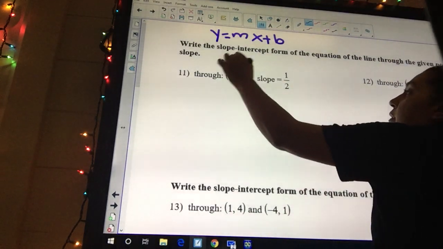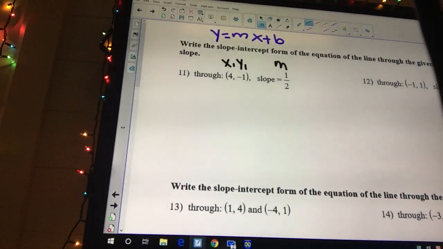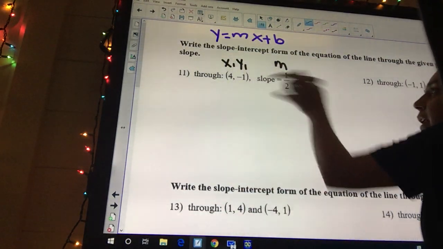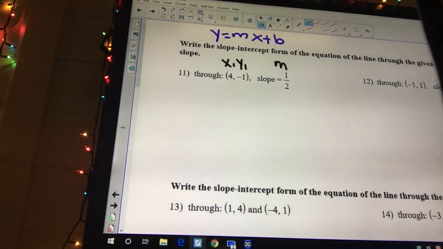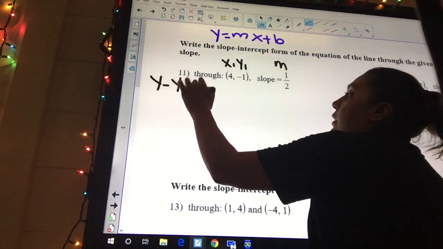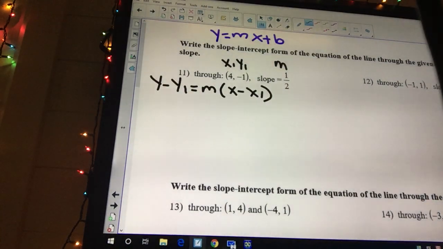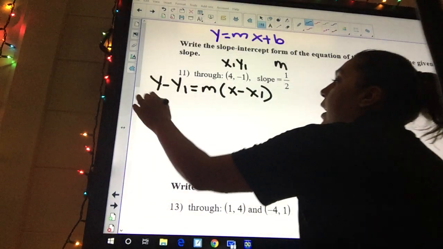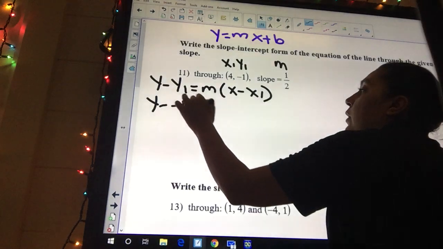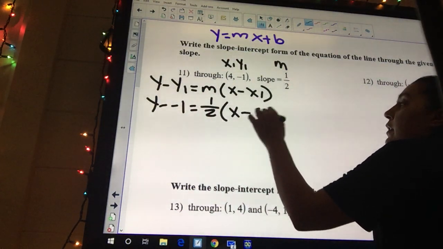So we could say x1, y1, and this is going to be my m. I have a point and I have a slope. What formula am I going to need to use? Point slope. Yeah, so I'm going to say y minus y1 equals m times x minus x1. So I'm going to say y minus negative 1. My m is 1/2. X minus my x1 is 4.